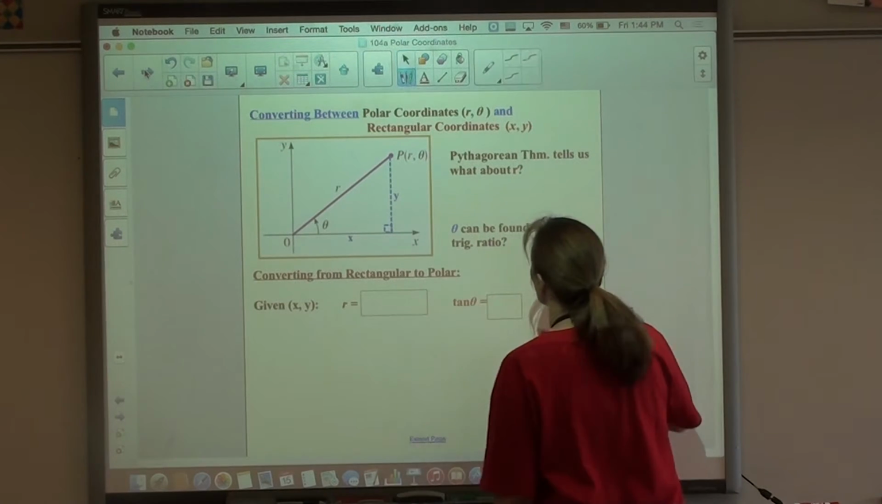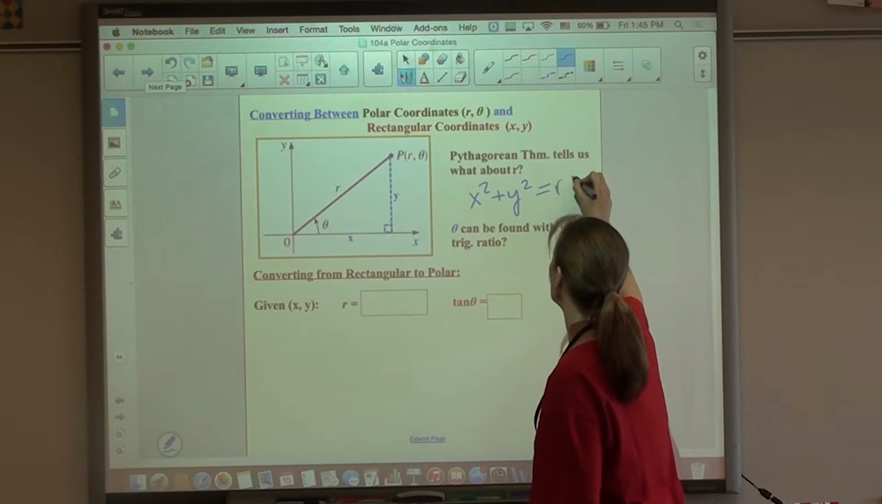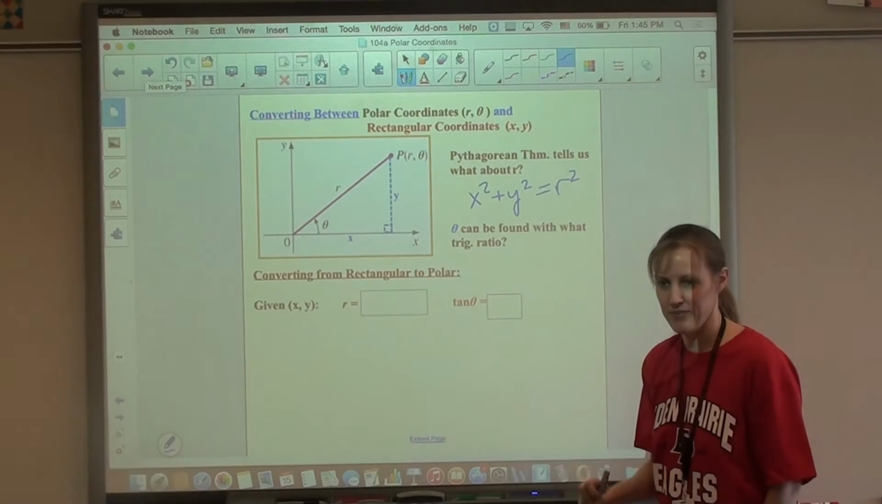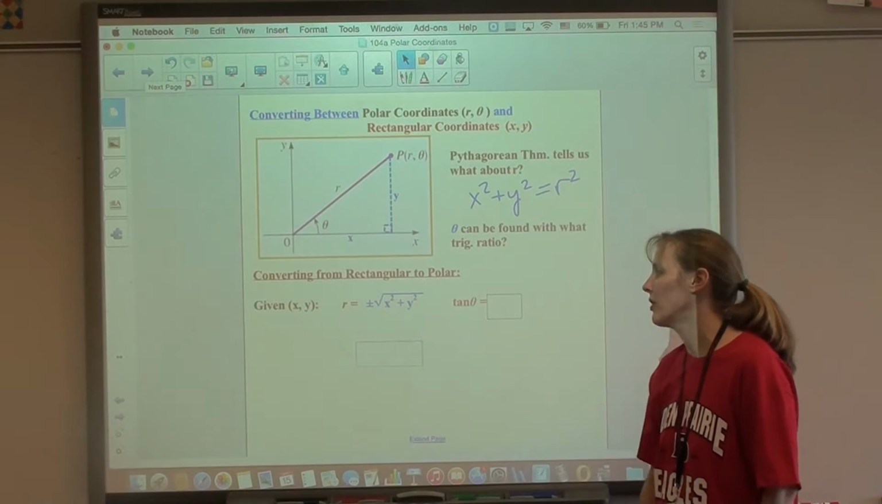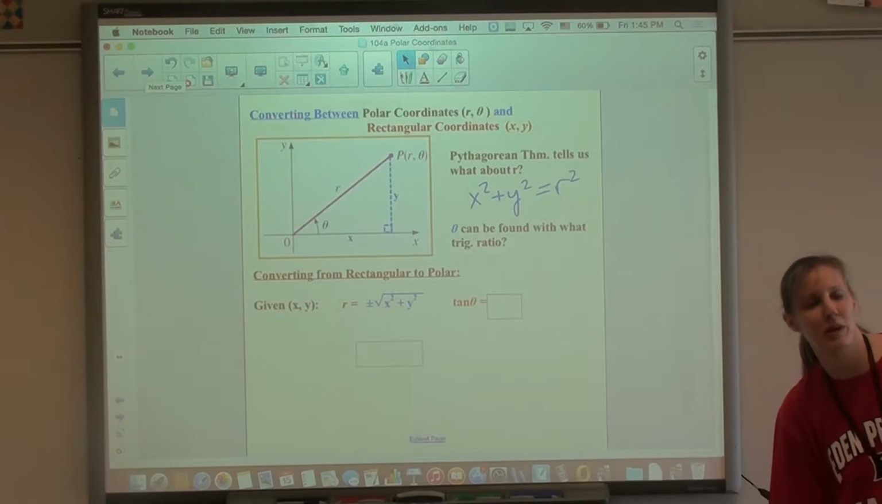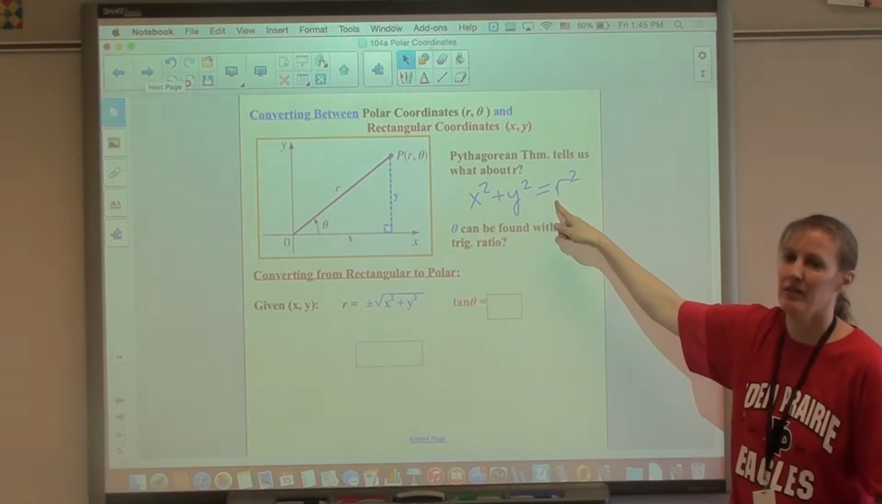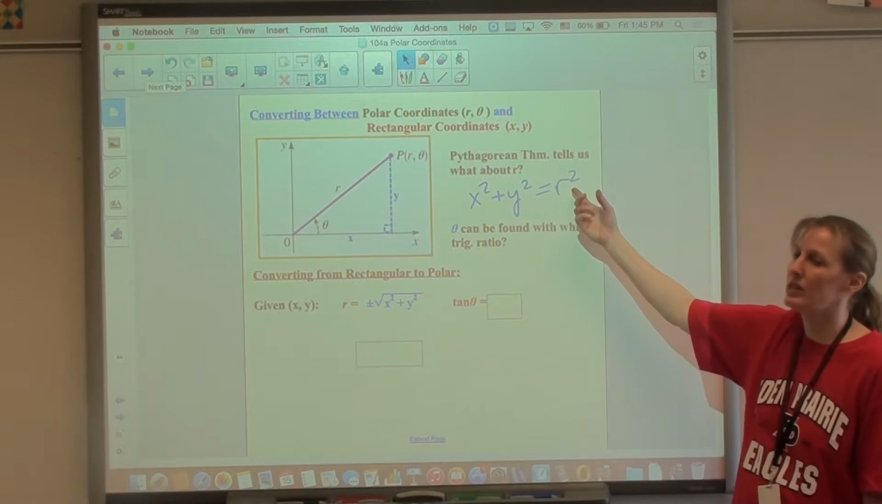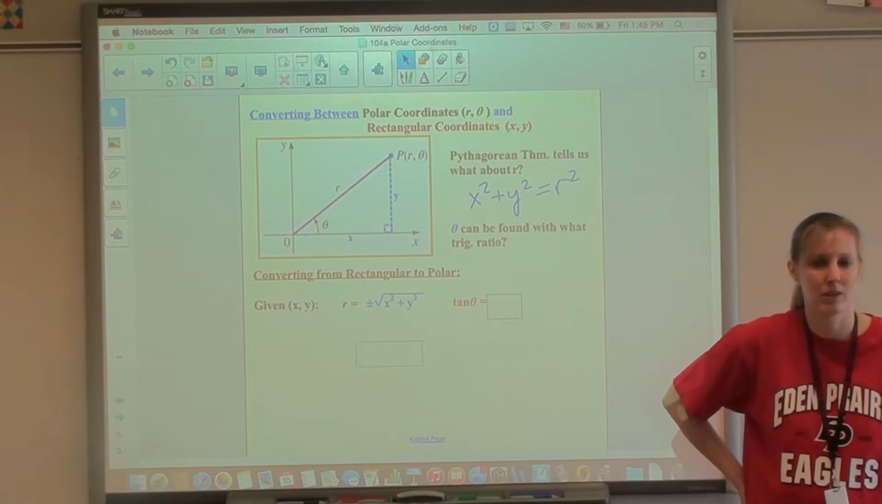Beautiful! X squared plus y squared equals r squared. Now from that, we can deduce that r is plus or minus the square root of x squared plus y squared. I never use this. I don't like this. I just use that. If I have to take the square root of both sides, then I will, but I like doing r squared. It feels cleaner.